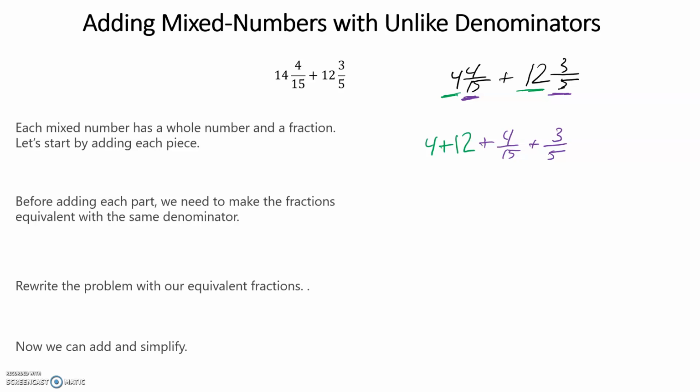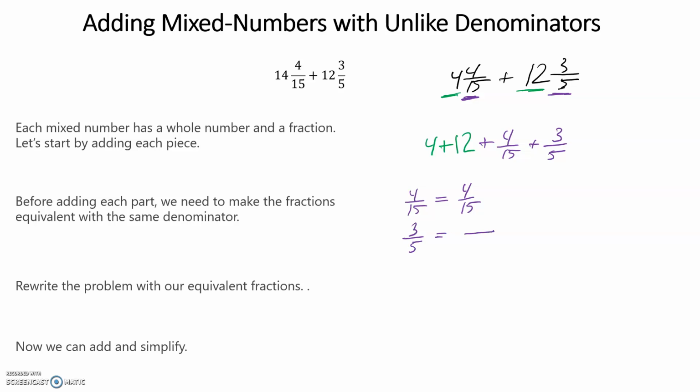And so I see that 15 and 5 share a common multiple of 15, because 5 easily goes into 15. So I don't have to change the 4/15. 4/15 is going to be good the way it is. 4/15 equals 4/15. I don't need to change that denominator, but I do need to change the 3/5.